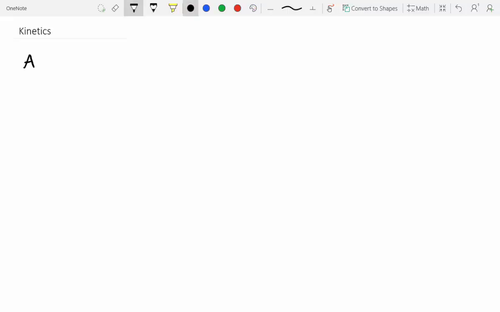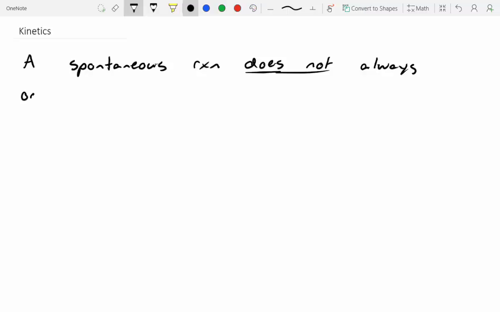So a spontaneous reaction does not always occur quickly. I thought it was going to be quick. How quickly will Jeff die? No. If you wanted the question, like, is this going to happen quickly?